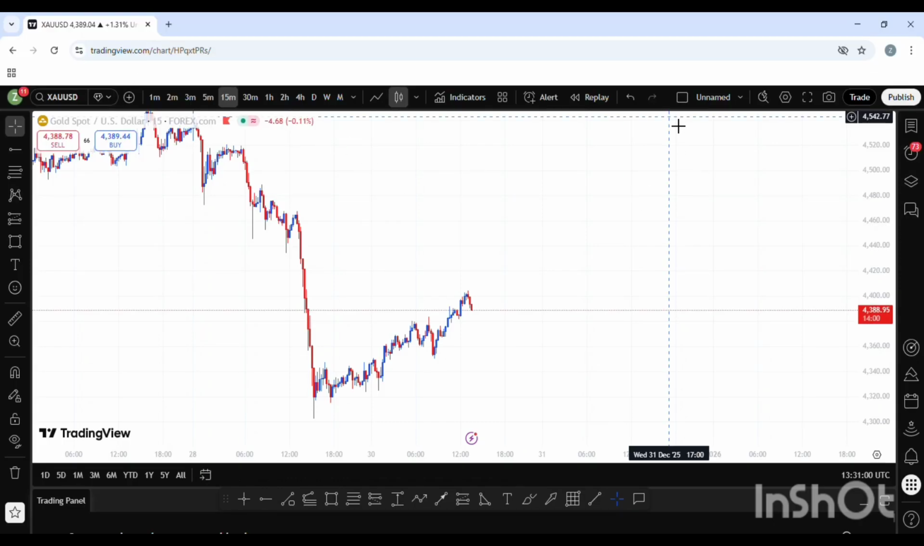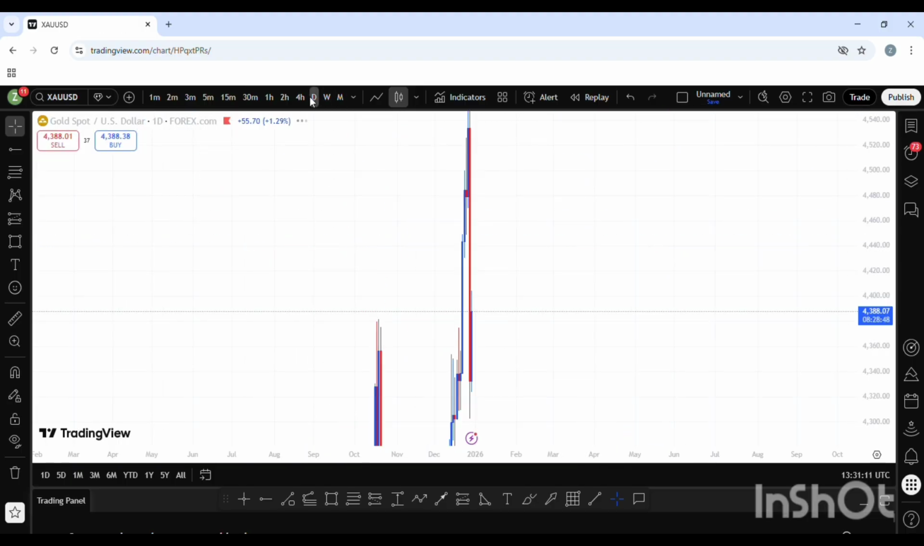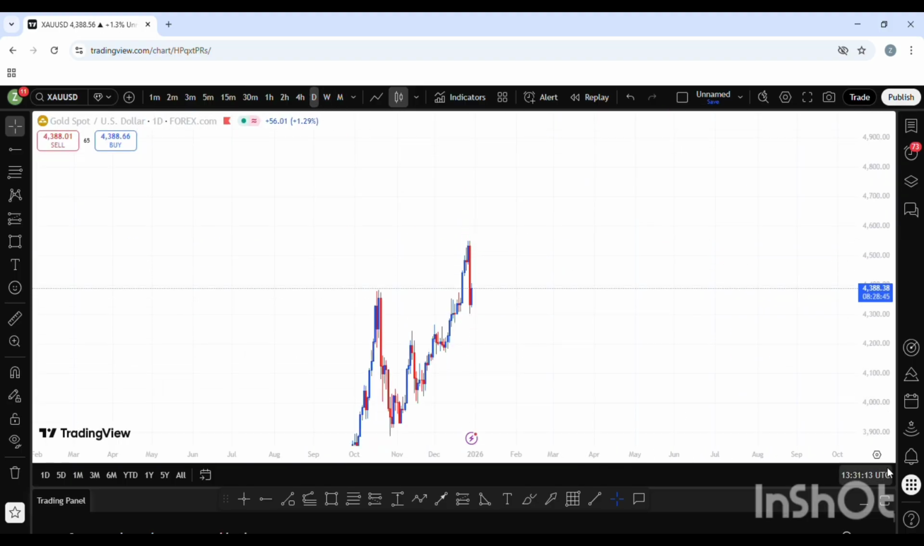It's in the month of December. We are 2 days to 2026, a very risky time to take trades. But let's analyze gold and see if we can get a good setup.